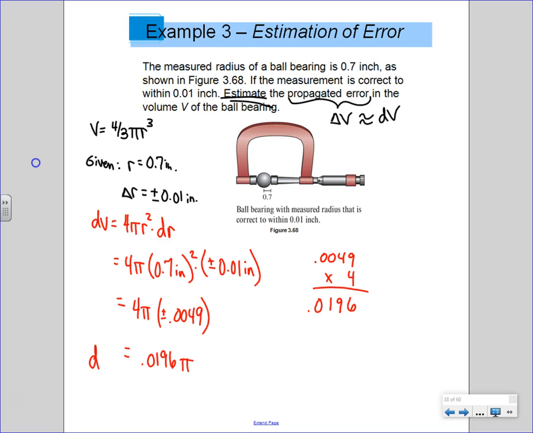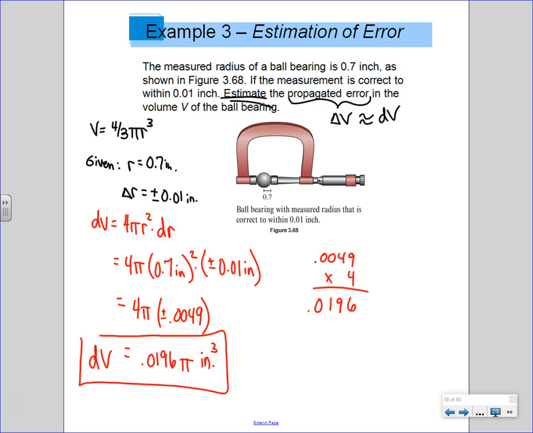What are my units? Inches. Inches squared? No, it's a volume. Don't worry about rates. Inches cubed. Not per, because we're just finding dV, not dV over dr, right?